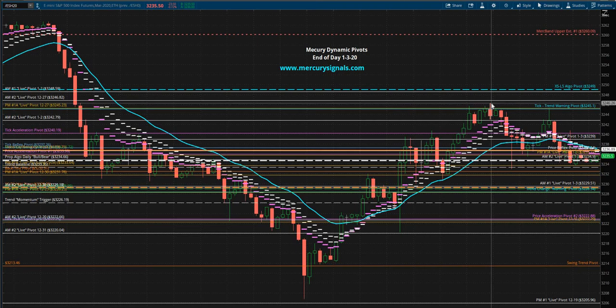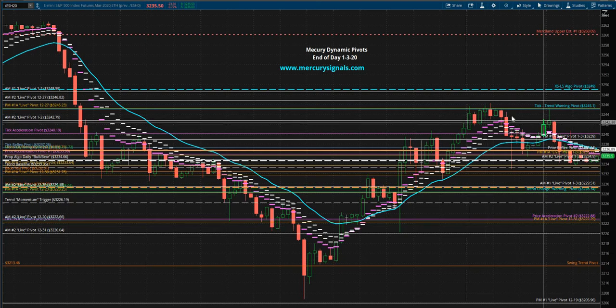And where's your high tick? 3246 and a quarter. It was destined to go up there. Now, this ties in with what I mentioned a minute ago. Where did it stop? At the tick trend warning pivot that is now above the price, acting as resistance, where it used to be below price, acting as support.